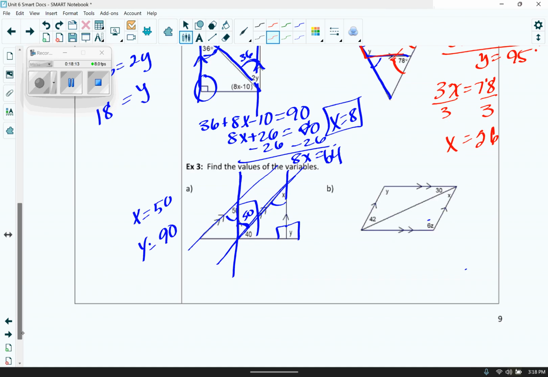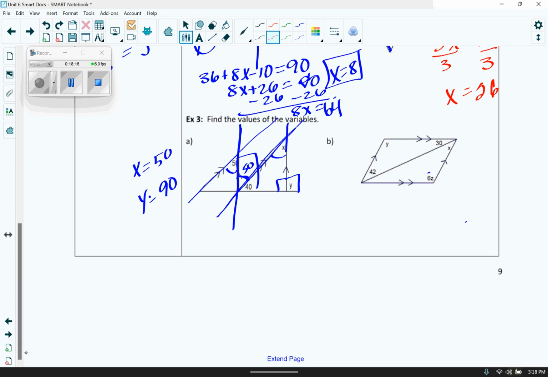That should be enough to get you going for the assignment, and then we'll do some more of these later on.